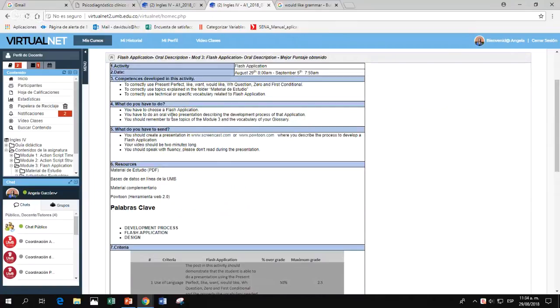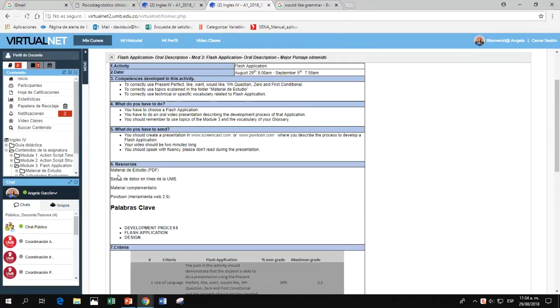You have to do an oral video presentation describing the development process of the application. And you should remember to use suffixes from the third module and the vocabulary of your glossary. You should remember to use all of those things.